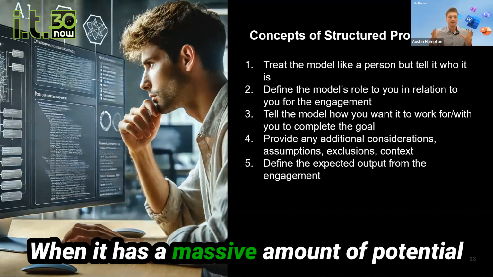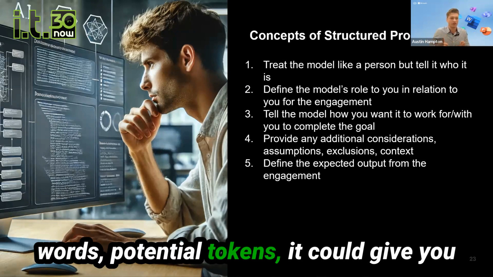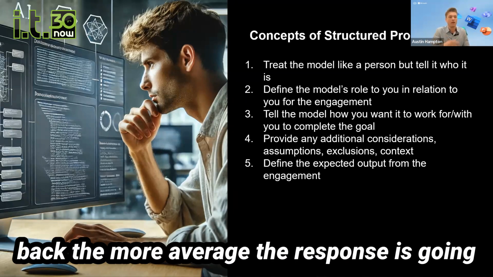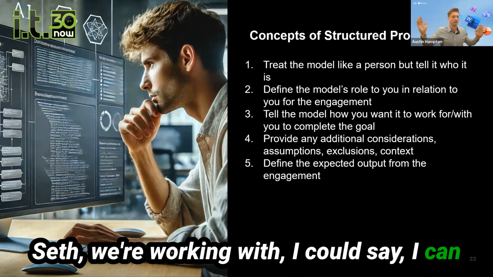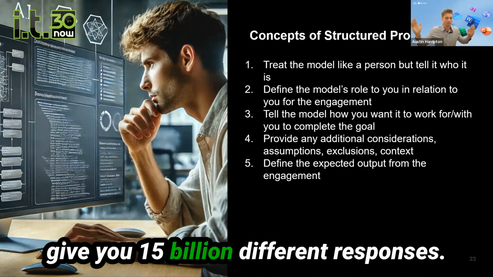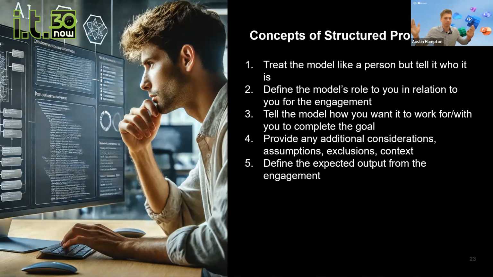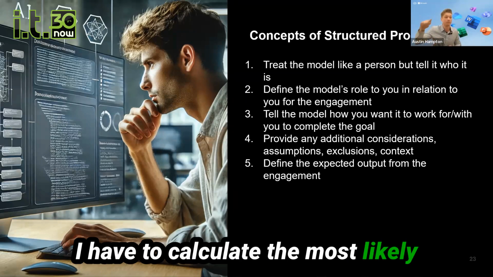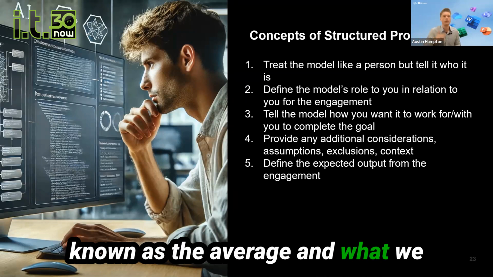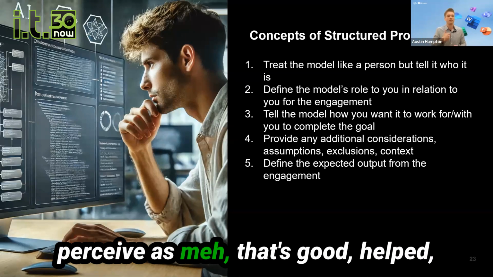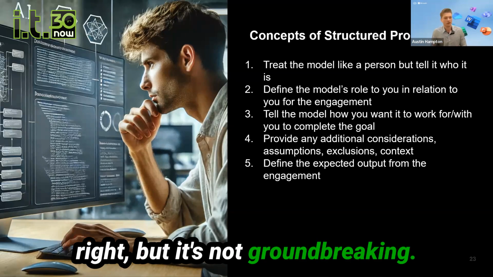When it has a massive amount of potential words, potential tokens it could give you back, the more average the response is going to feel, because it's just, I can give you 15 billion different responses. I have to calculate the most likely response within that 15 billion. That's going to be what we would know as the average, and what we perceive as meh. That's good. Helps, right? But not groundbreaking.